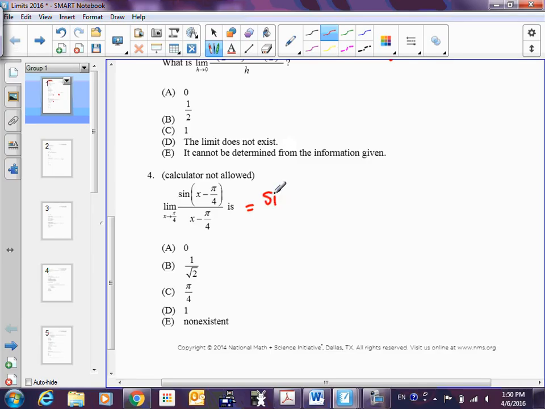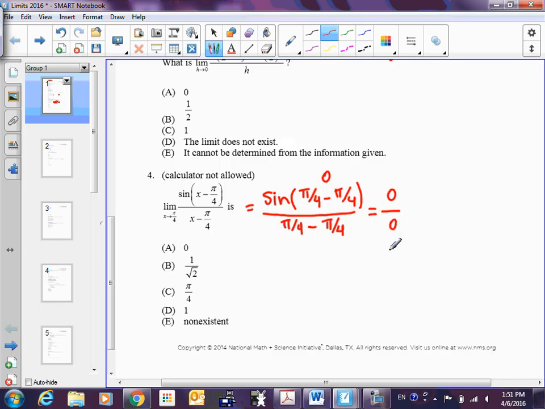Okay, so we're going to do sine, instead of x, we're going to put pi over 4 in there. The other reason I like this problem is because it has some trig. Pretty basic trig, though. So you just plug what it says x is approaching in for x. Pi over 4 minus pi over 4 is obviously 0. So what is sine of 0? 0. You need to know that.